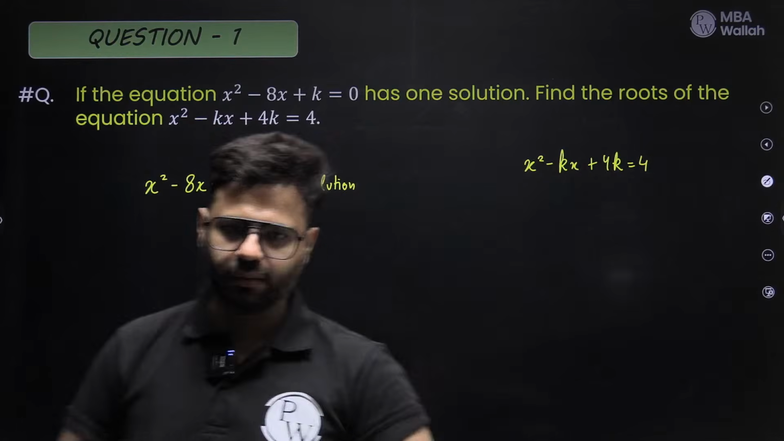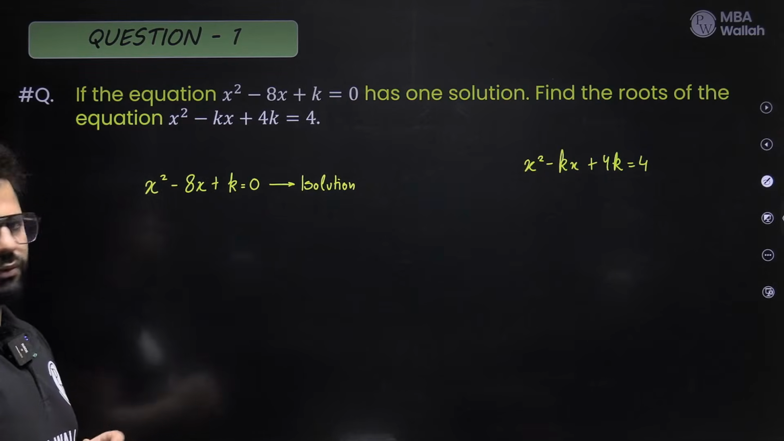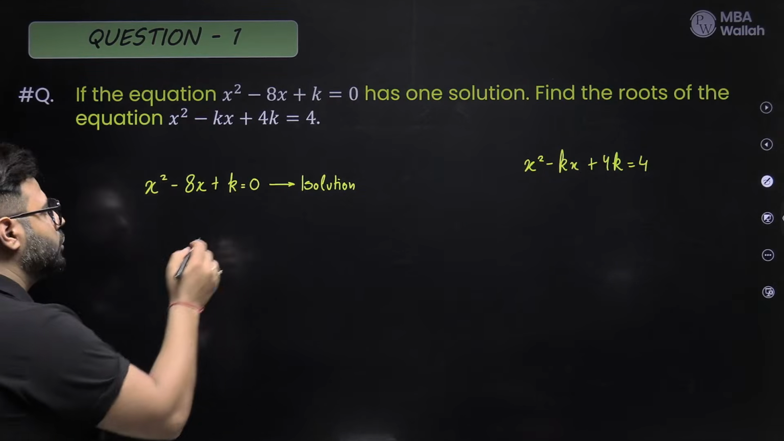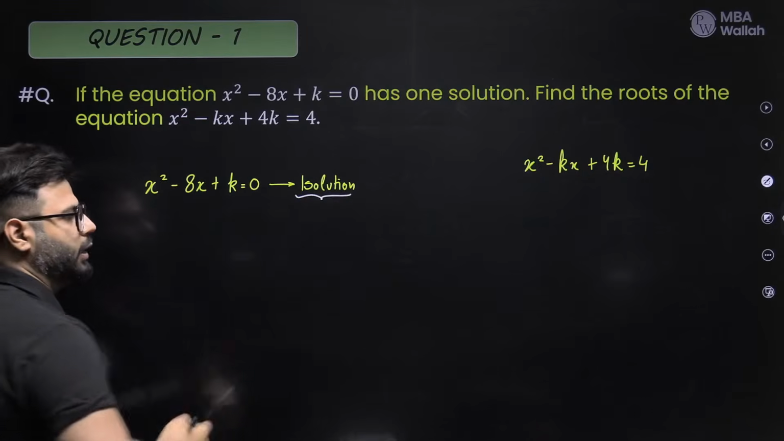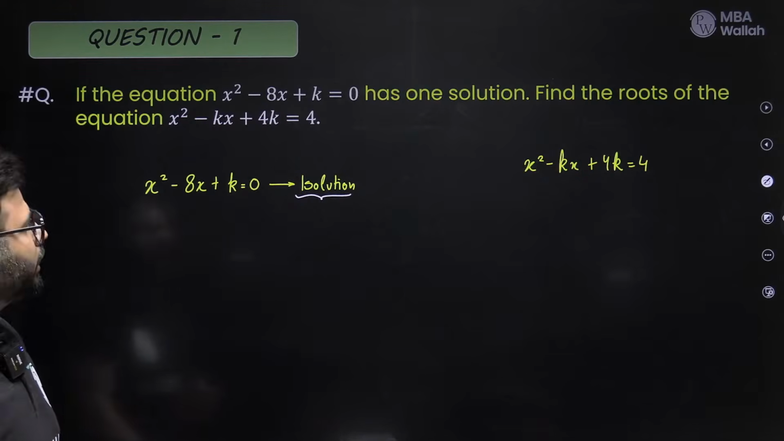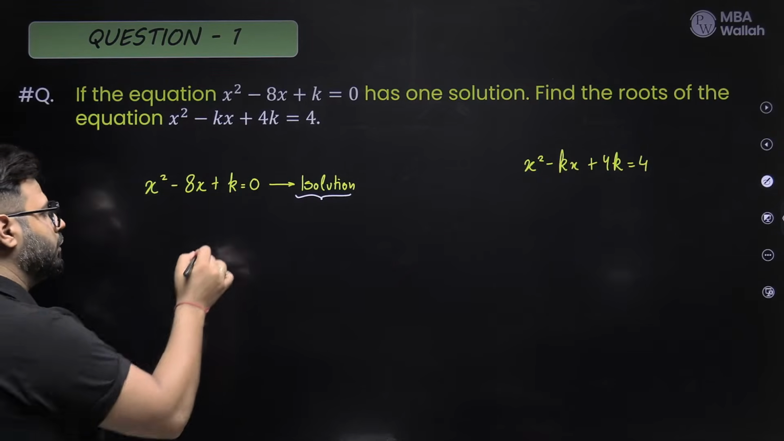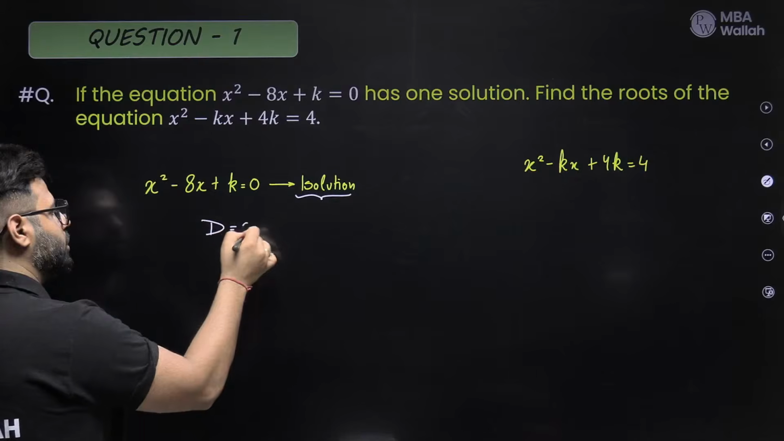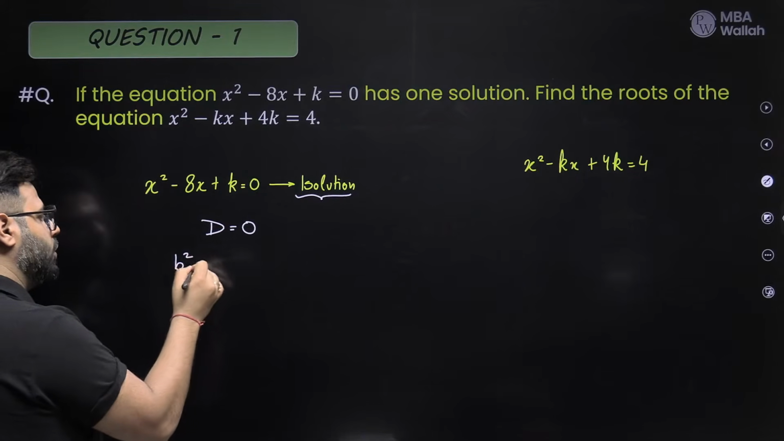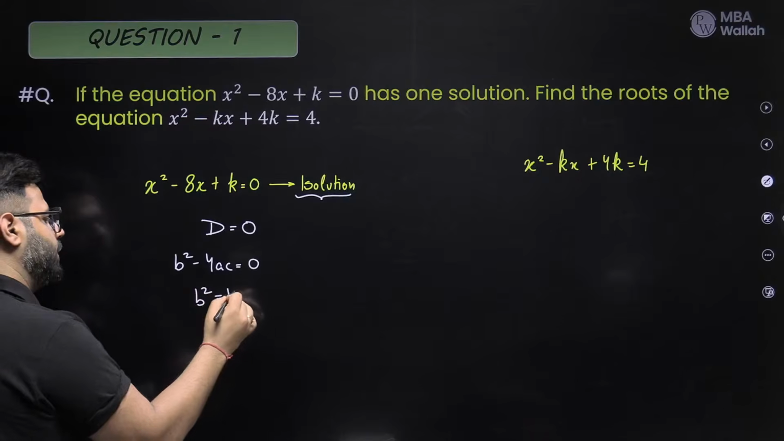What is k? I guess we can find it using this. So one solution, guys. What should be the condition for one solution? The condition for one solution is d equals 0. That means b square minus 4ac equals 0. Or we can also directly say b square equals 4ac.